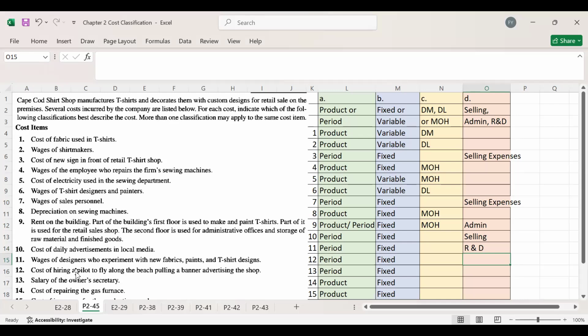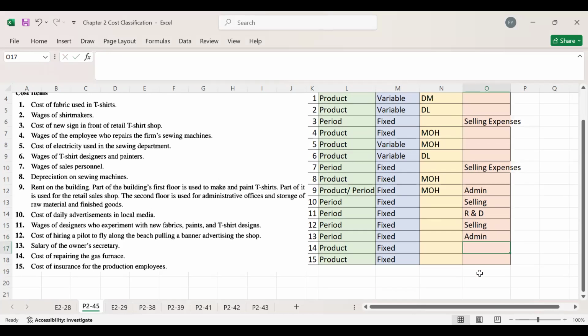Next is the cost of hiring a pilot to fly along the beach, pulling a banner advertising the shop. Again, it is part of selling expenses. Then salaries of the owner's secretary. That secretary is not converting raw material directly into finished goods. So this is part of period cost and it is admin cost.